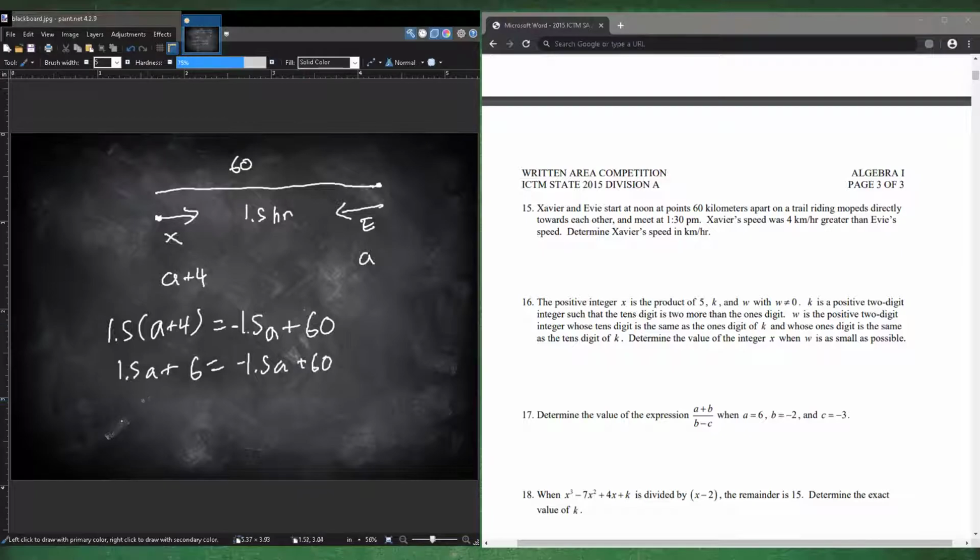So this is going to be equal to 3a, and this is going to be 54. That means a equals 18. The question asks, determine Xavier's speed. Xavier's speed is a plus 4, so 18 plus 4 is equal to 22. So that is your answer for number 15.